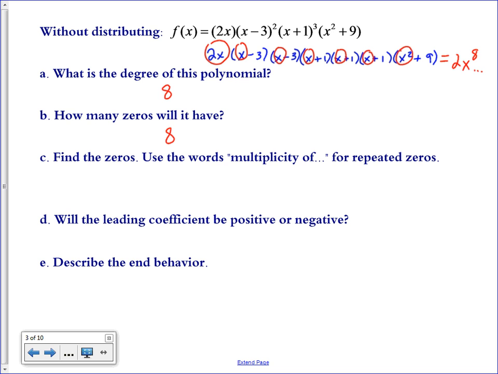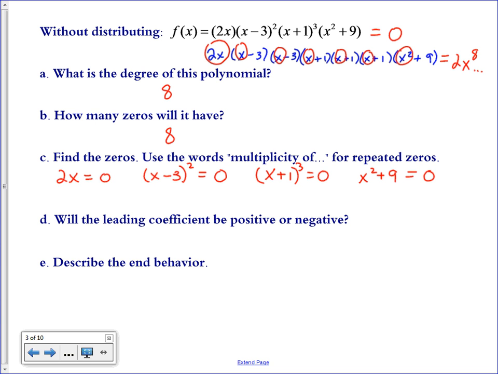When you find the zeros of a function, you basically set the function equal to 0, right? You change the y value to 0, and then you see if you can solve for x. If it had been FOILed out in standard form, that would be really complicated to do without a calculator. But because it's already factored for us, we can take each one of these factors, like the 2x, and set it equal to 0. We can take the x minus 3 squared and set it equal to 0. And we can take the x plus 1 cubed and set it equal to 0. And we can take the x squared plus 9 and set it equal to 0.